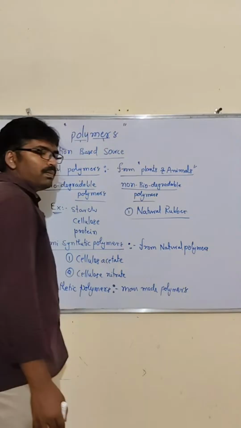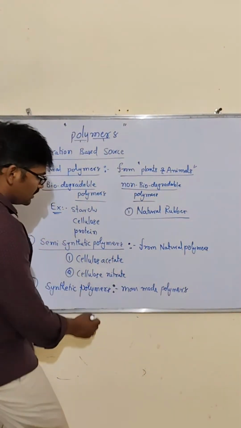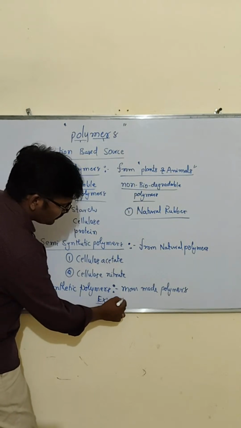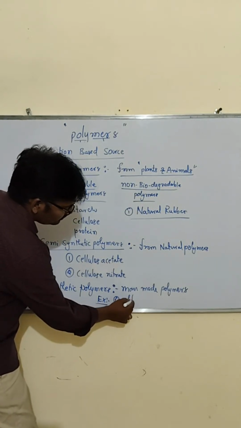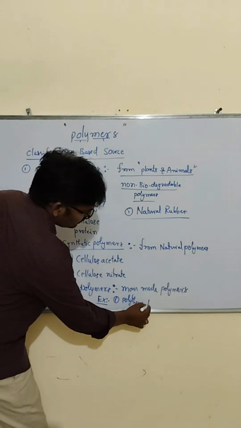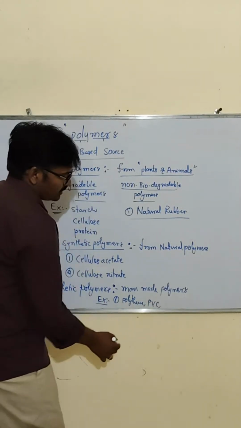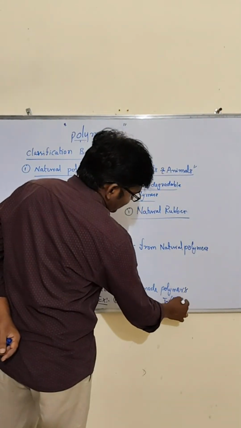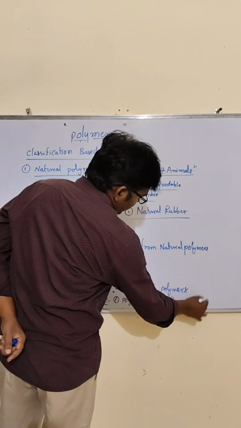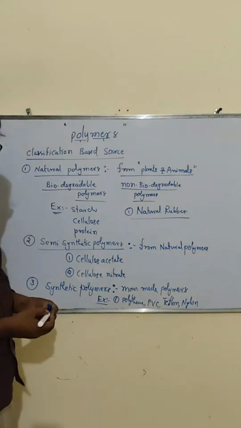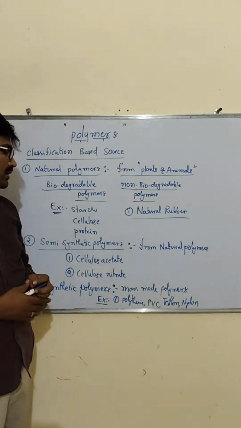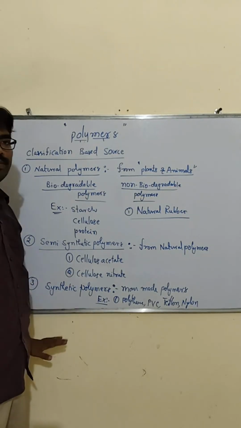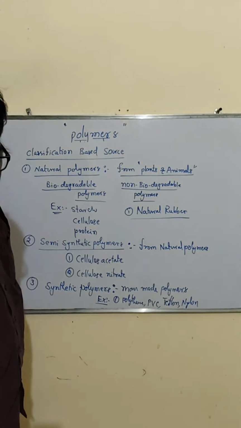Examples for the man-made polymers are all the polymers such as polythene, polyvinyl chloride, then Teflon, nylon, all these polymers are synthetic polymers. So synthetic polymers, semi-synthetic polymers, natural polymers. So this is the second classification.